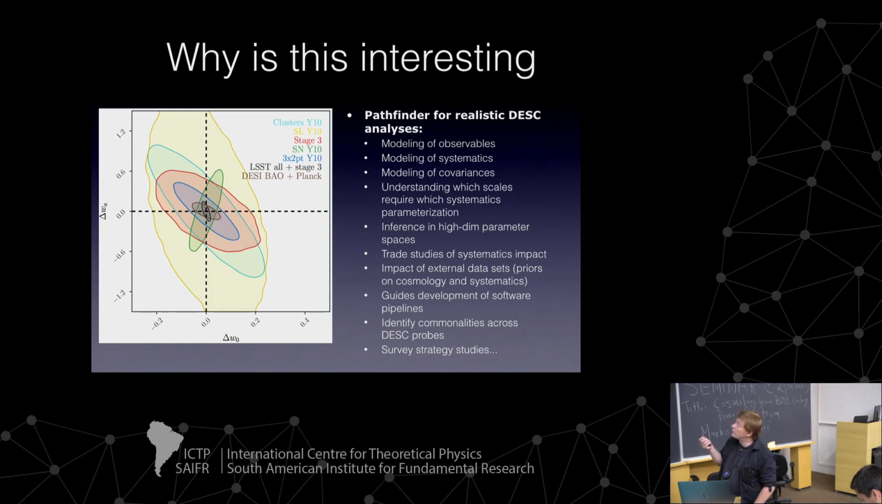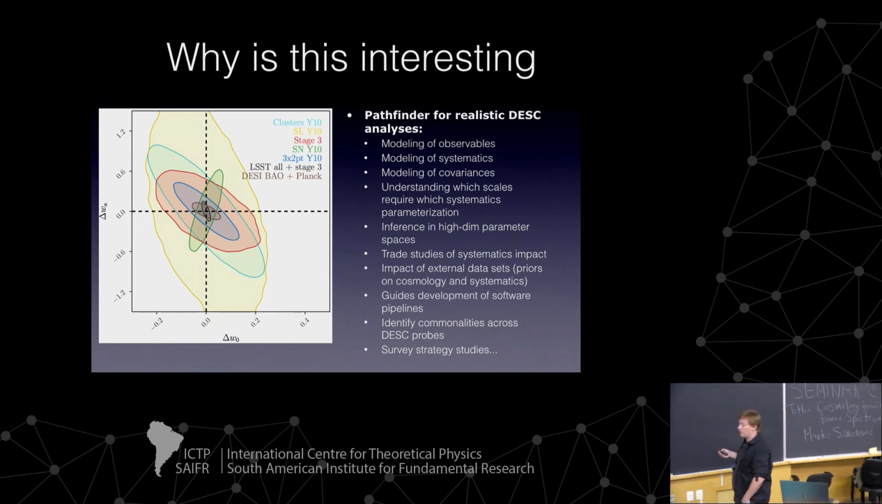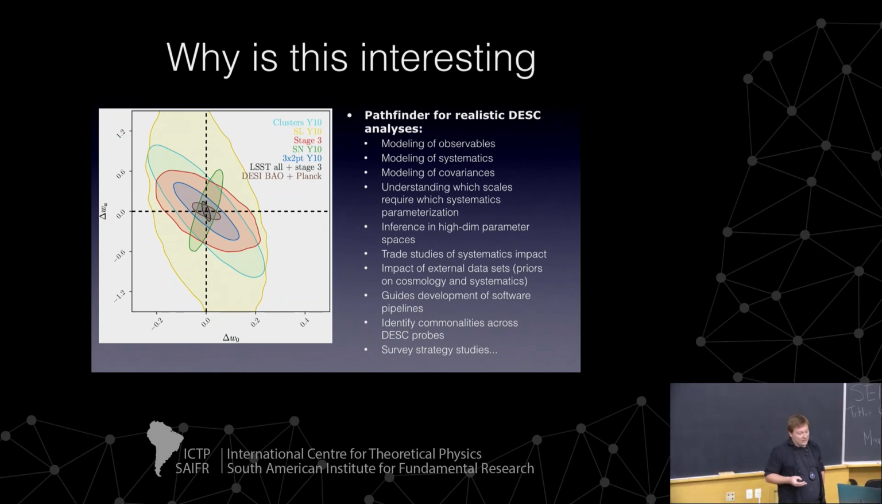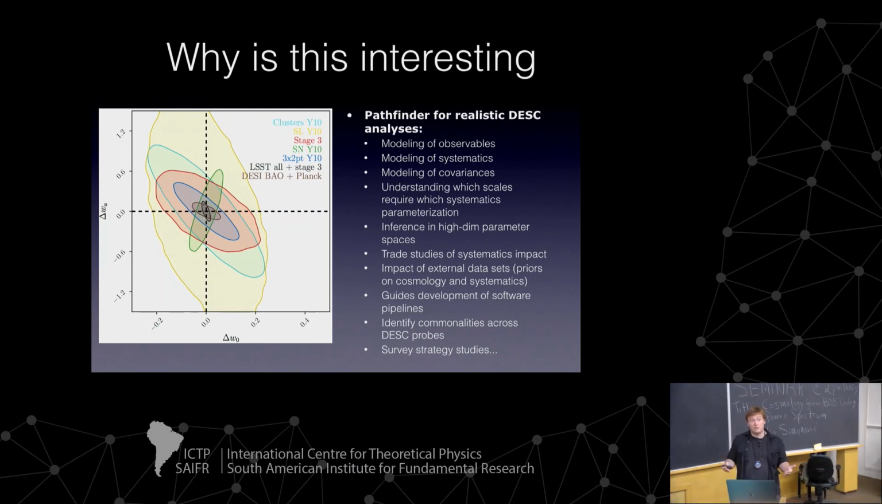So why is this interesting? I've already mentioned a couple of arguments. This is a pathfinder for a realistic analysis as DESC will do it on year 1 data. Year 1 data will arrive in 2023, maybe even earlier, but 2023. And it's going to be a fantastic data set to work with. It will be 18,000 square degrees altogether. It will already be deeper than DES data.